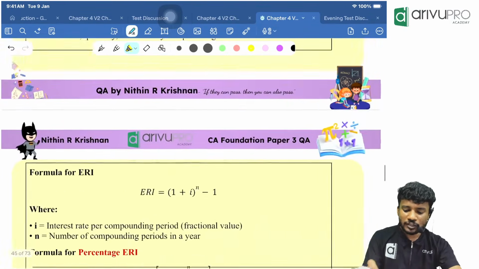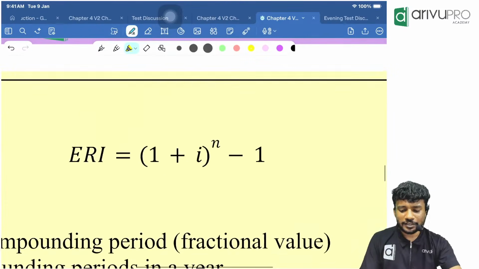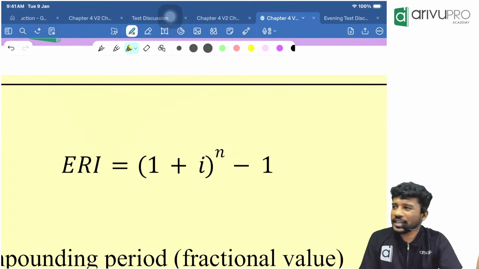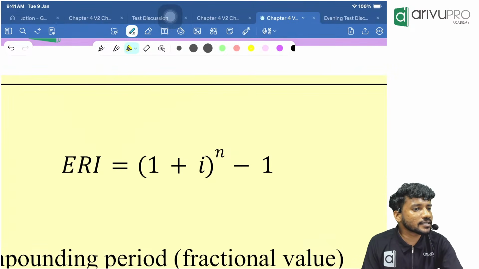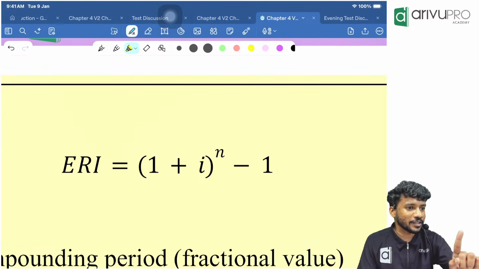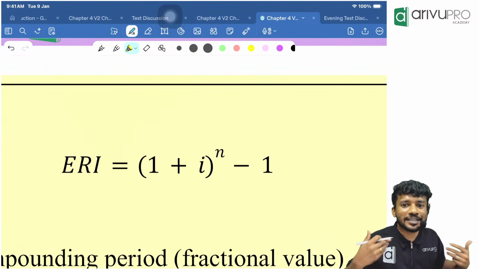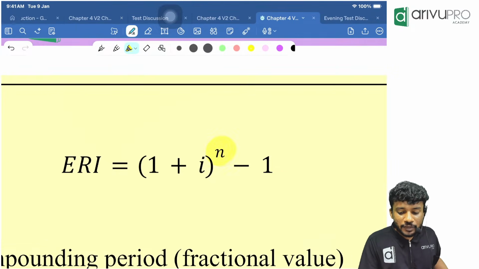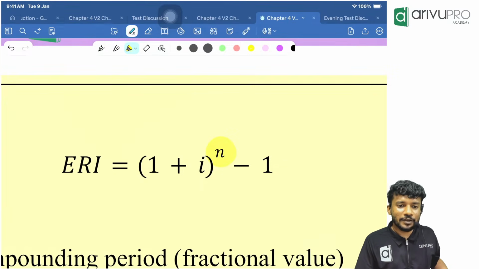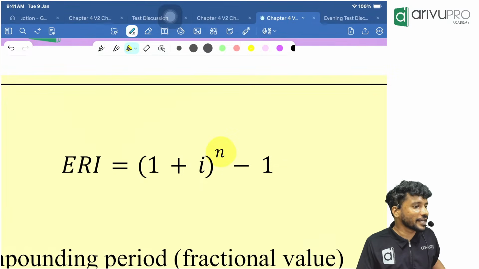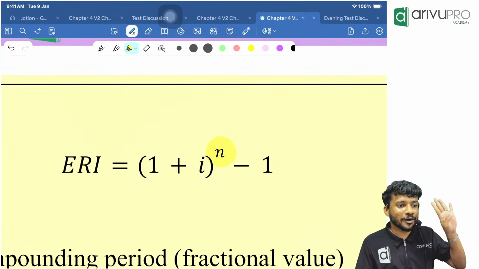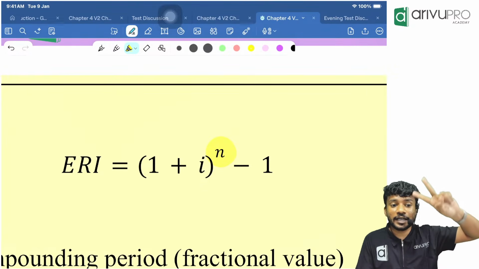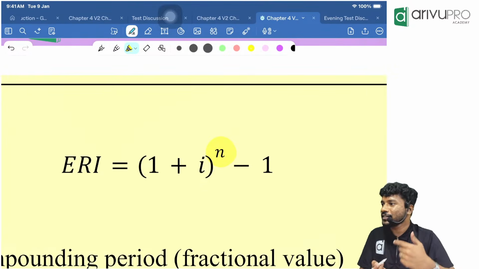Now, people, I will show you the formula for effective rate. This is the formula I told you already: (1 plus i) the whole power n minus 1. Then, always remember, effective rate of interest is considered for 1 year. For 1 year, effectively, how much interest rate am I getting? That is the concern. But when compounding is happening, if it is annual compounding, n will be 1. If it is monthly compounding, n will be 12. If it is quarterly compounding, n will be 4. If it is semi-annual compounding, n will be 2.